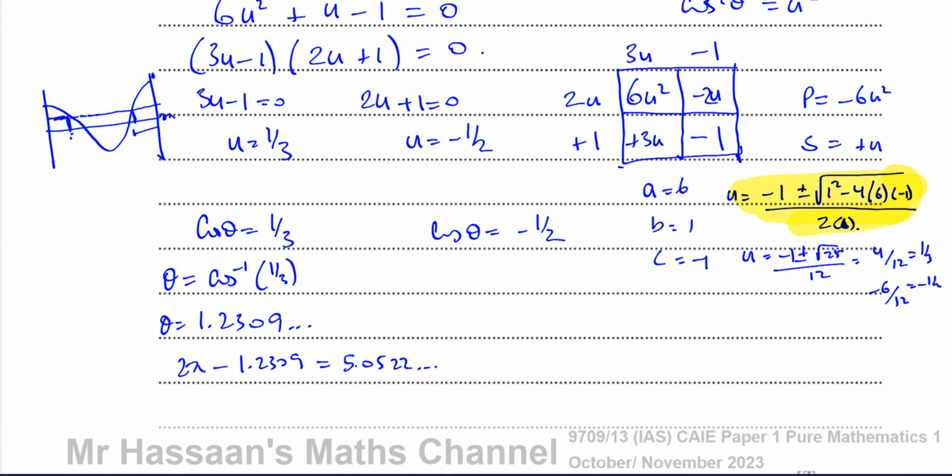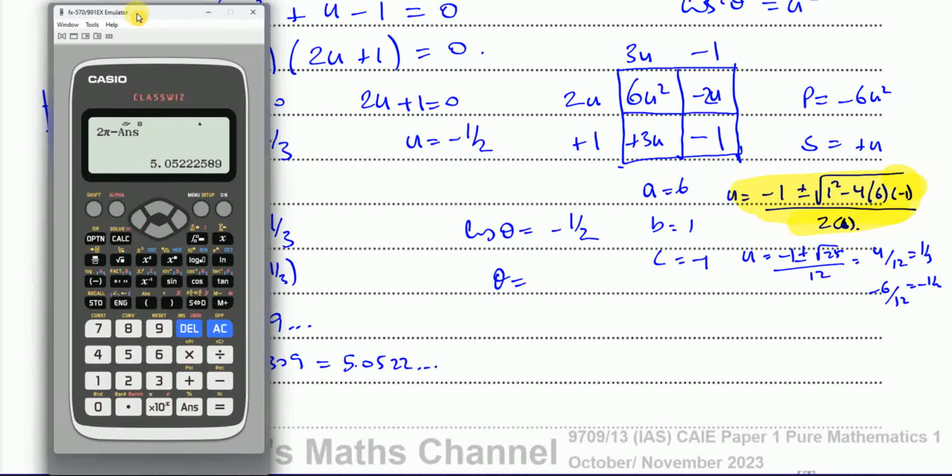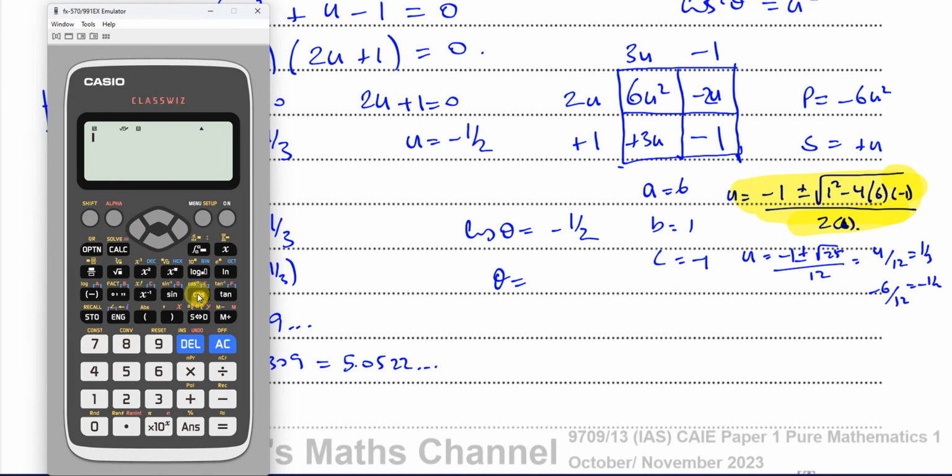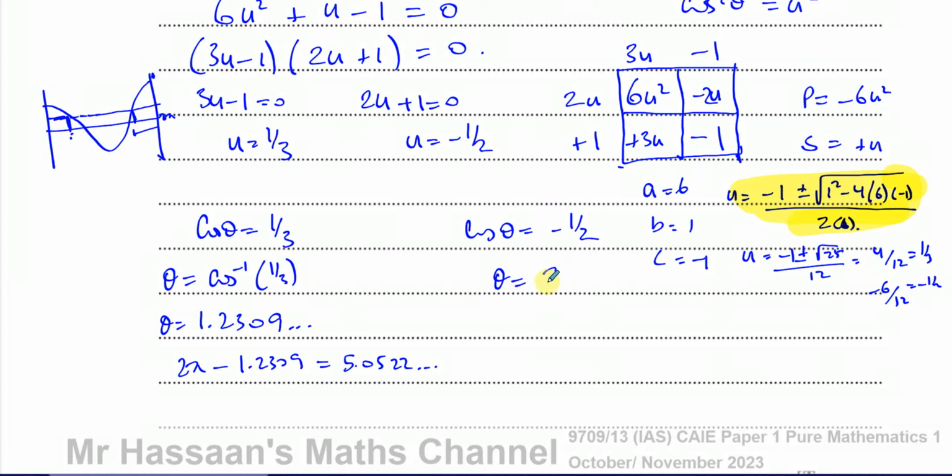And for the other answer here, cosine theta equals -1/2, I'll do the same thing. I'll put inverse cosine of -1/2 and see what we get. The calculator gives us the principal solution. Now, this is in terms of pi, so we write it as it is, 2 over 3 pi. It's better to leave it in terms of pi instead of writing it as a decimal.